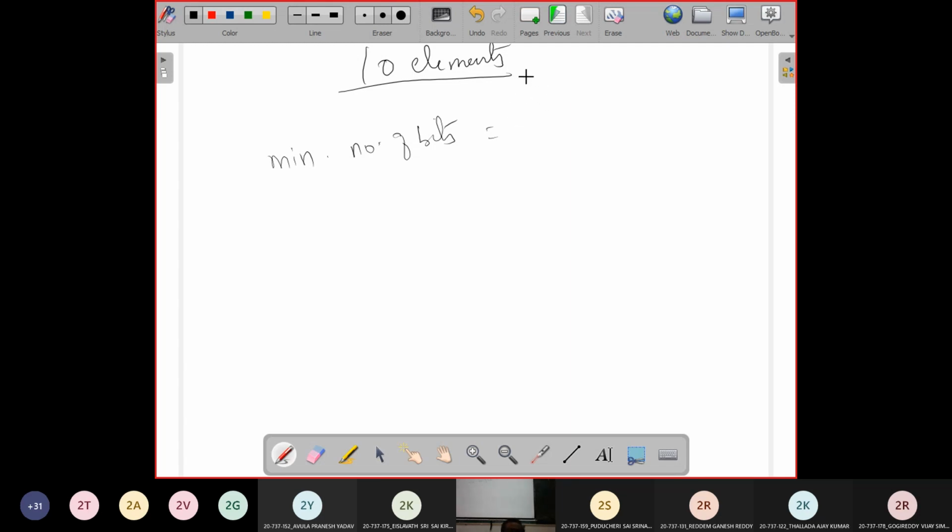Anybody? Just now we said 8 elements are there. In order to represent these 8 elements, how many bits are required? How many combinations are required? Three bits, right? So you can represent 8 elements by 3 bits there.